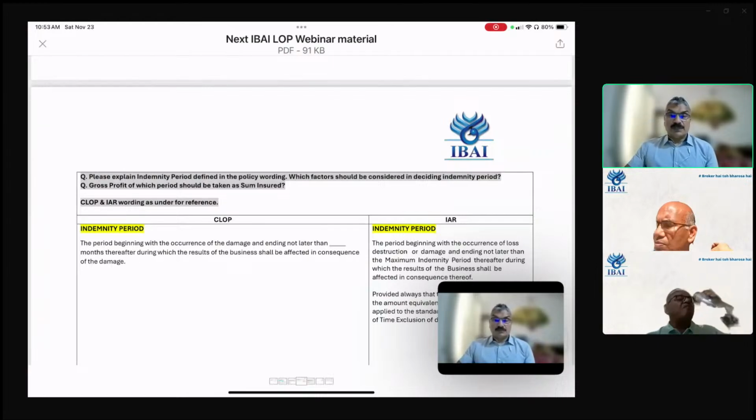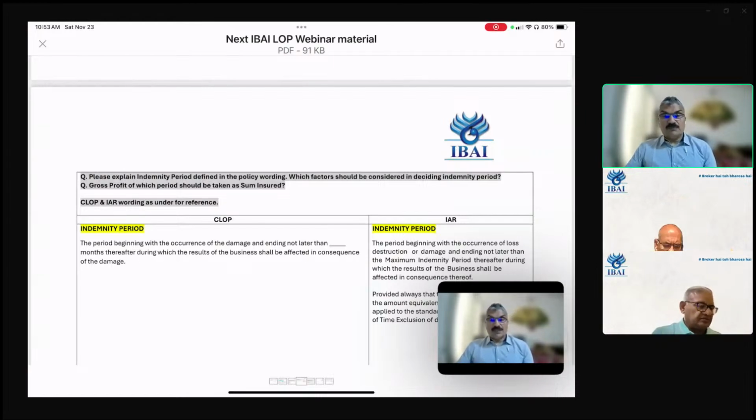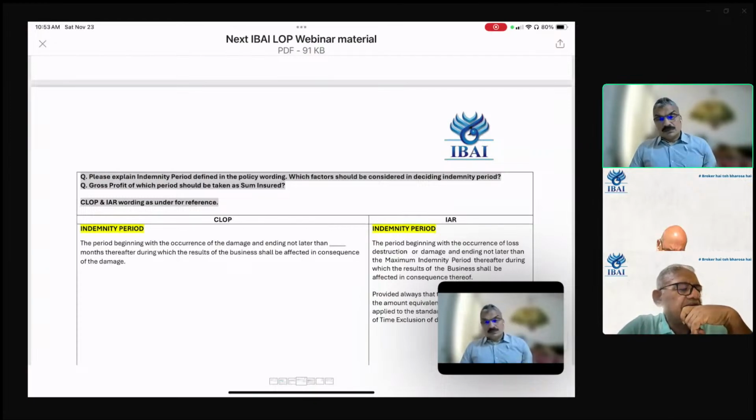And then there could be some time taken to get the business back to the condition in which it was prior to the loss. So this entire period, which is the period of restoration of the machinery and the period of recoupment to the previous levels of business activity, is considered as the indemnity period. There is a common misconception in the market that the indemnity period means the period of restoration only. The policy doesn't talk about that. The policy talks holistically.